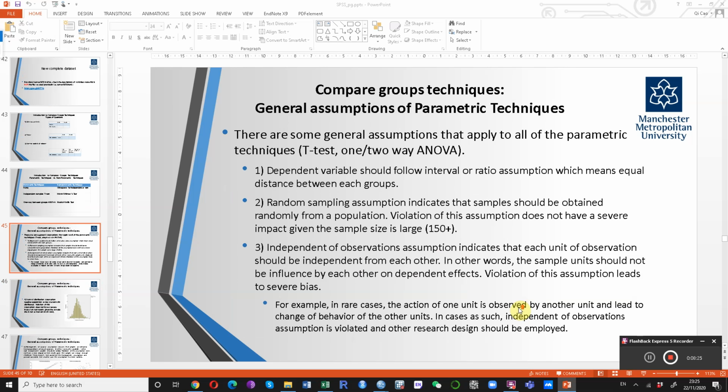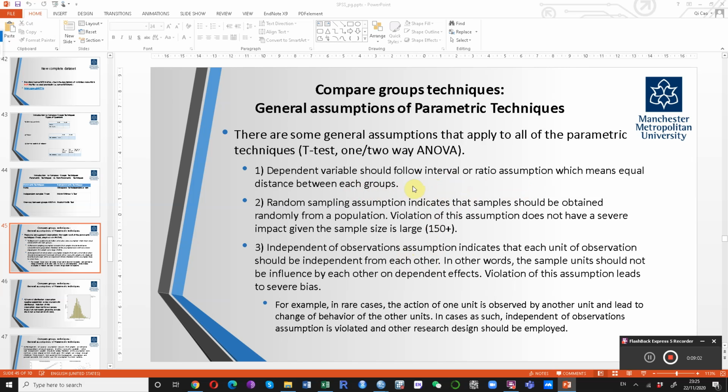So let's look at those assumptions that actually separate the parametric from the non-parametric tests. There are 5 assumptions, but the first 3 are very common ones. These are assumptions for parametric techniques. As long as you fulfill all these 5, then you're fine. But these 3 are very common. Let's look at the first one, which is that the dependent variable should follow the interval or ratio assumption, which means equal distance between each group.